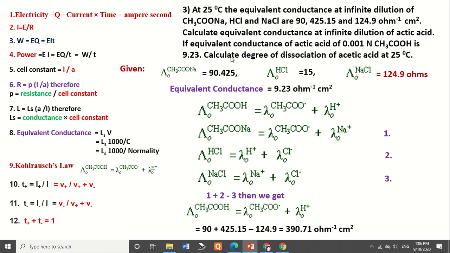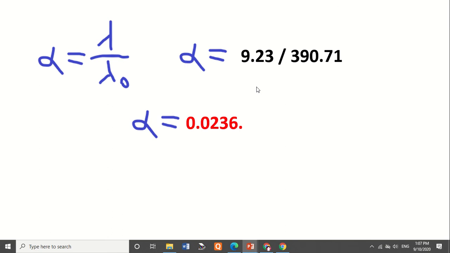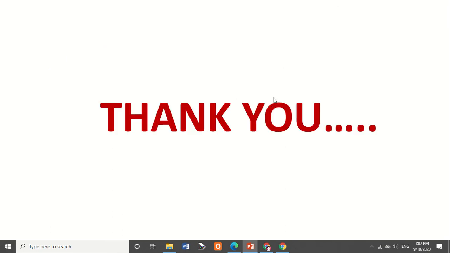Now, asked to calculate the degree of dissociation of acetic acid. We know the formula for degree of dissociation, that is alpha equal to lambda upon lambda 0. So putting the values in the equation, we know that lambda is given as 9.23, lambda 0 is calculated now as 390.71, therefore alpha equals 0.0236. Now the dissociation constant is also determined with the help of this formula, K equal to alpha square C upon 1 minus alpha.